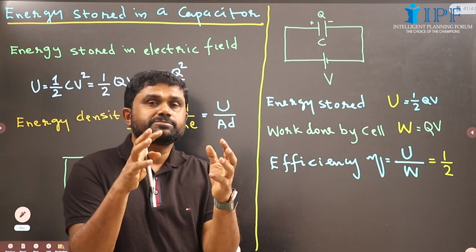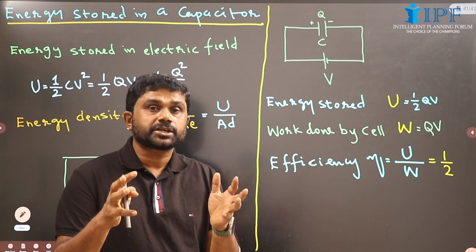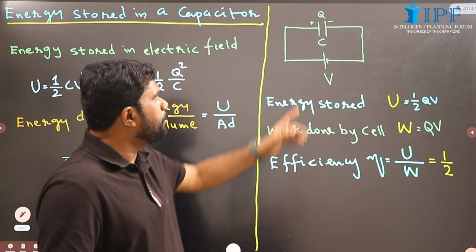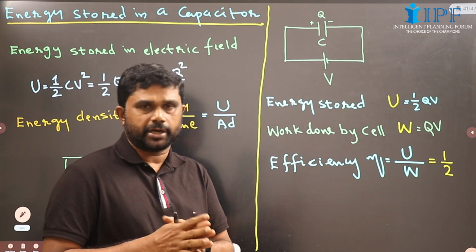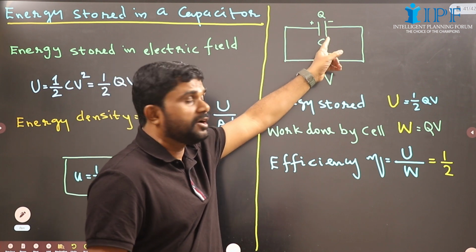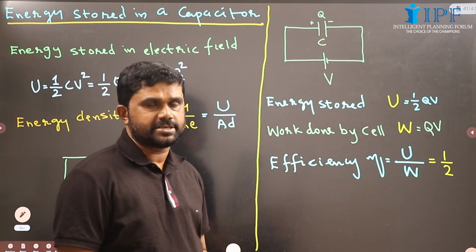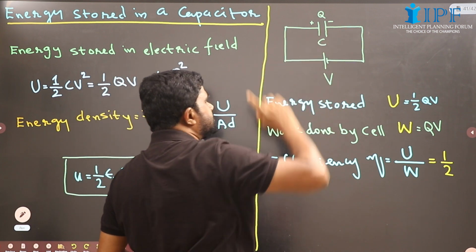Then some charge Q will be stored in the capacitor. What is actually happening there? Both the plates of the capacitor were electrically neutral. So the cell takes plus Q charge from the plate on the right side, and that charge will be transferred to the plate on the left side.